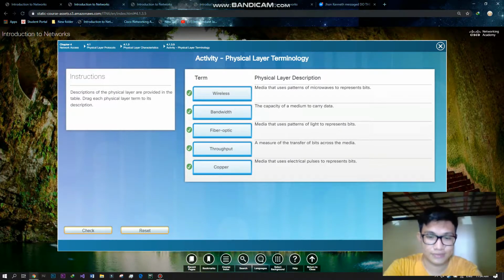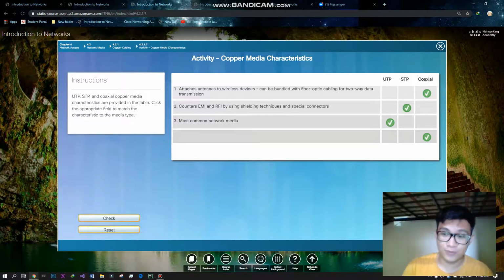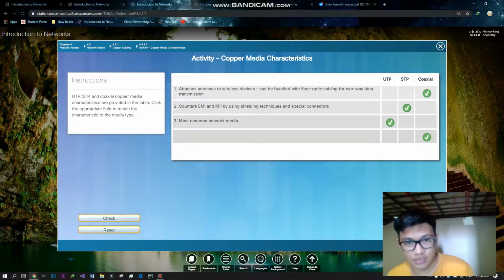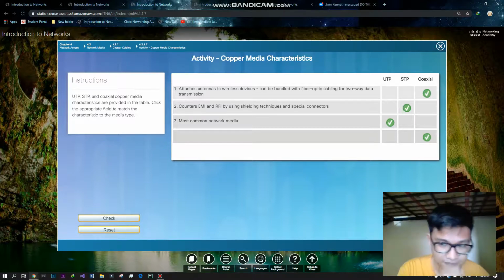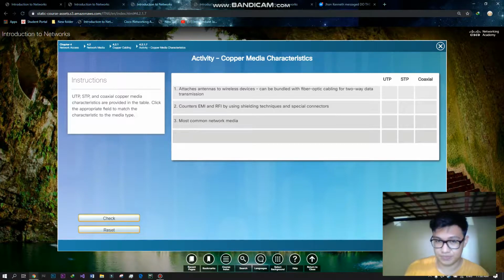We are right. So here we are, guys, for activity number 2 in chapter 4, which is the copper media characteristic. Instructions: UTP, STP, and coaxial copper media characteristics are provided in the table. Click the appropriate field to match the characteristic to the media type. So let's reset it to see and explain to you why it is the corresponding answer.